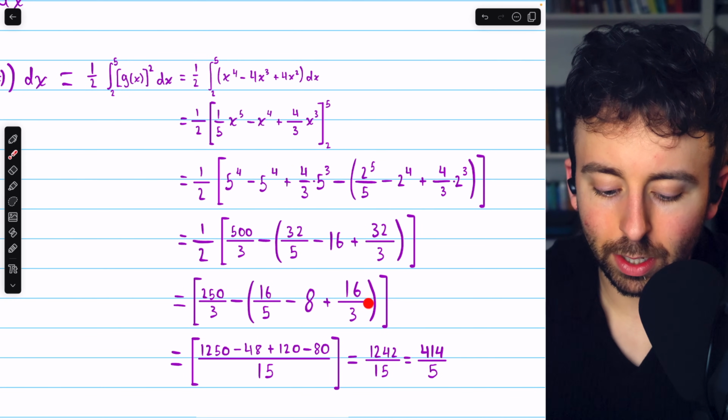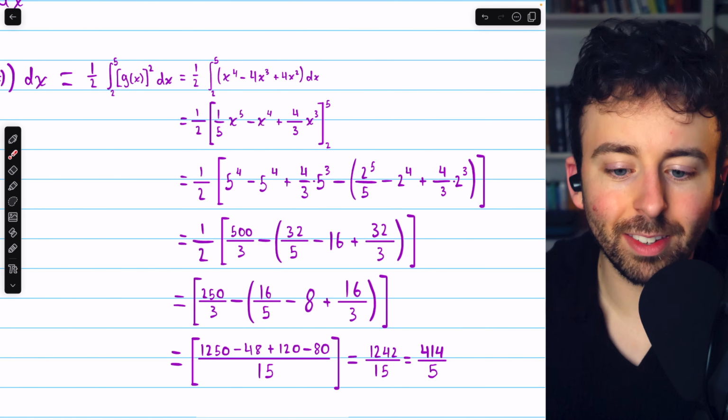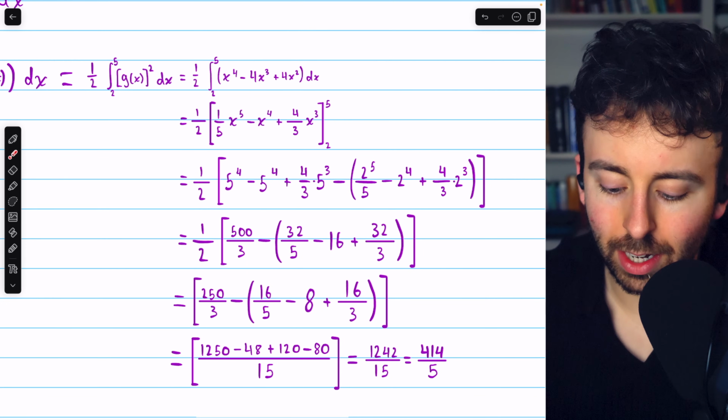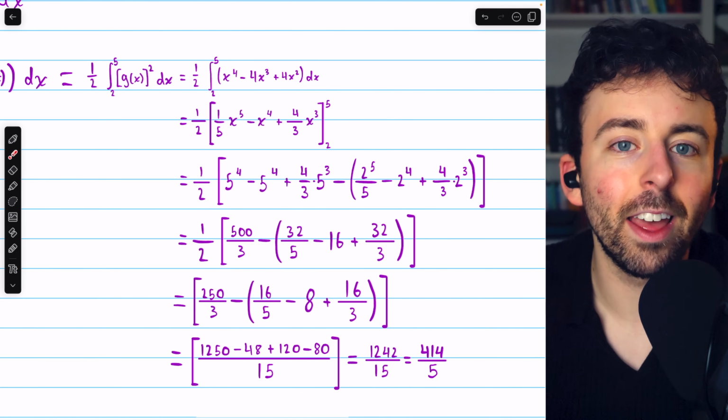And at this step, we distribute the 1/2, so the 500 becomes 250, 32 becomes 16, and so on. And then we're just left with combining the fractions, so we get a common denominator of 15, then reduce that fraction. Final answer is 414/5.